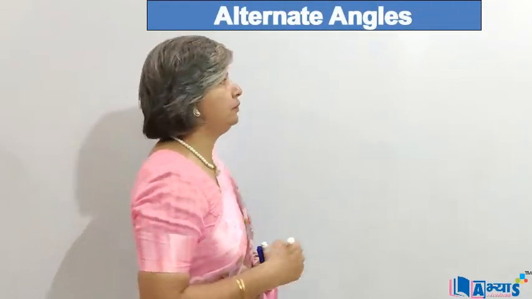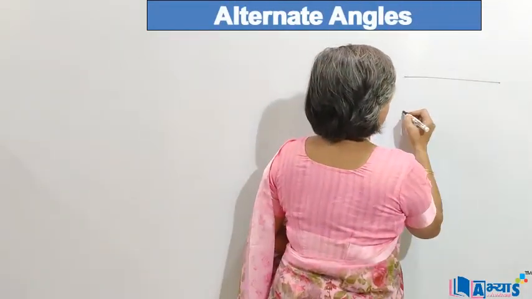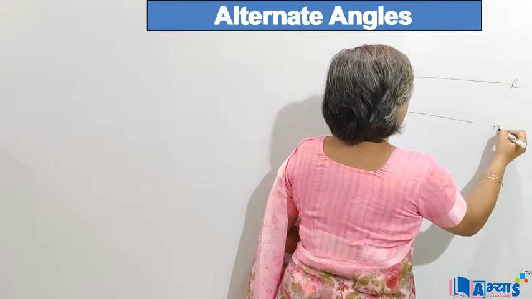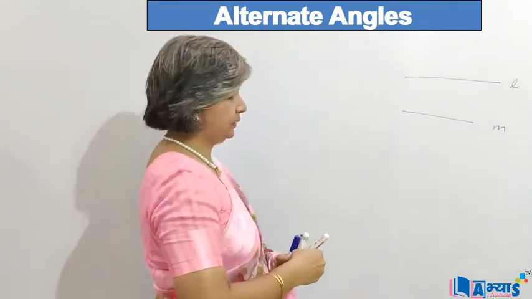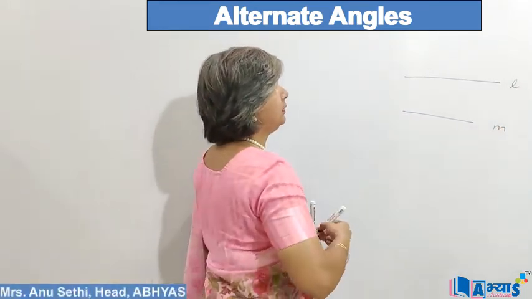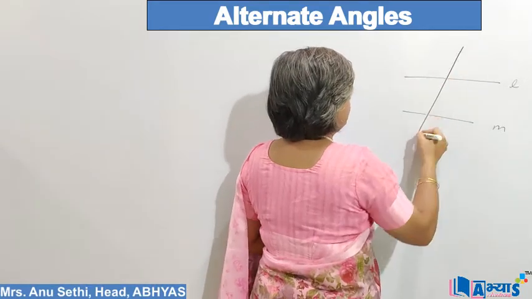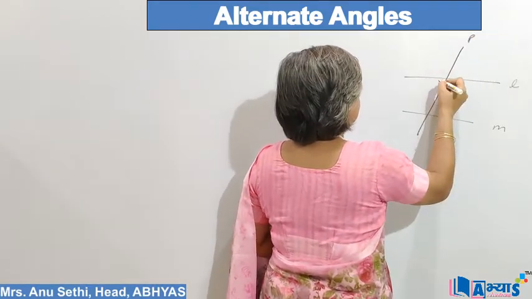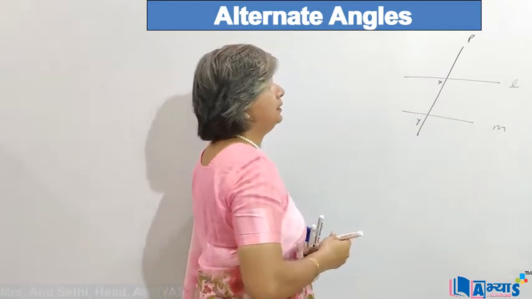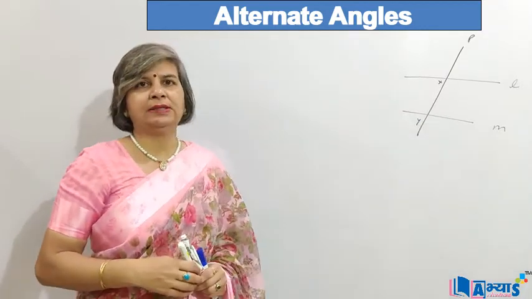Now let us discuss the concept of alternate angles. Alternate angles are formed when we have two straight lines. Let us suppose we have two straight lines L and M and a transversal P that cuts the lines at X and Y. Then various angles are formed.